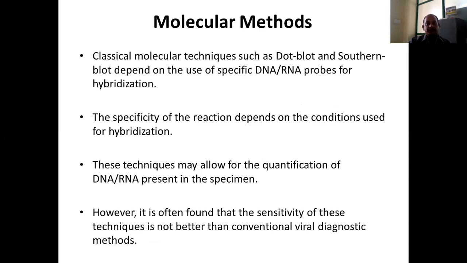Classical molecular techniques such as dot blot and Southern blot depend on the use of specific DNA and RNA probes for hybridization. The specificity of the reactions depends on the conditions used for hybridization. These techniques may allow for quantification of DNA or RNA present in the specimen. However, it is often found that the sensitivity of these techniques is not better than conventional viral diagnostic methods.